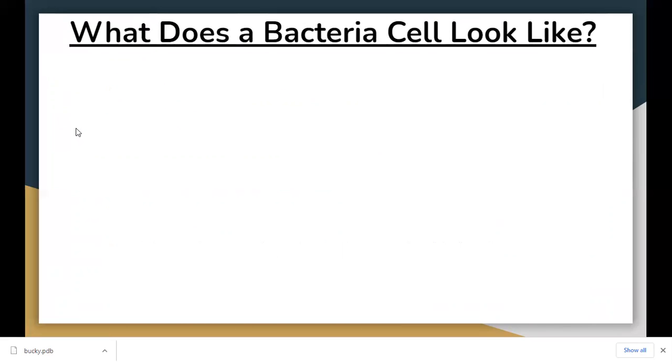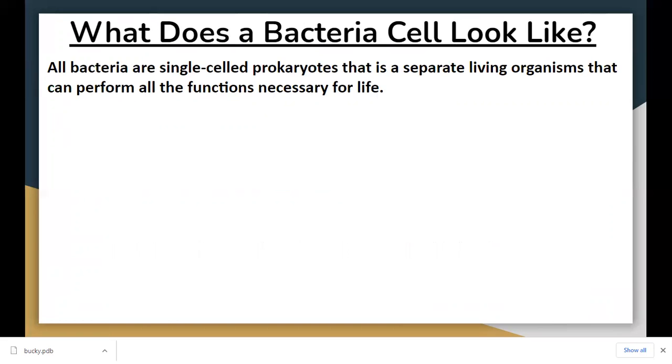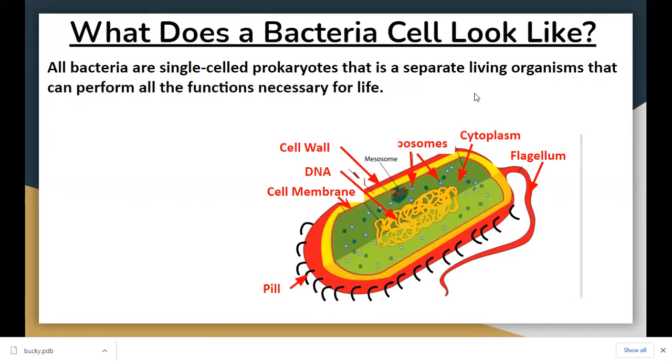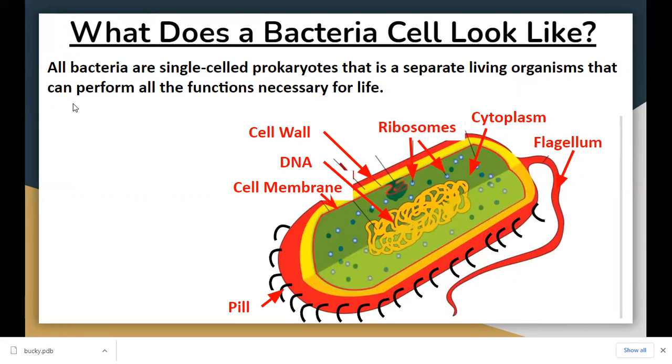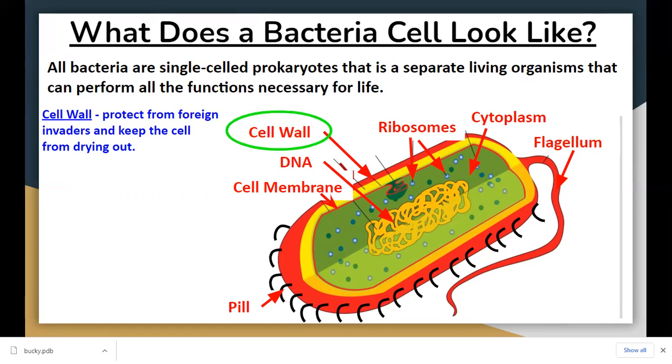What does a bacteria cell look like? All bacteria are single-celled prokaryotes. That is a separate living organism that can perform all of the functions necessary for life, and it's one cell. There's an example of a bacteria cell, and there's all the parts. We'll talk about them. The cell wall protects from foreign invaders and keeps the cell from drying out. There's the cell wall.